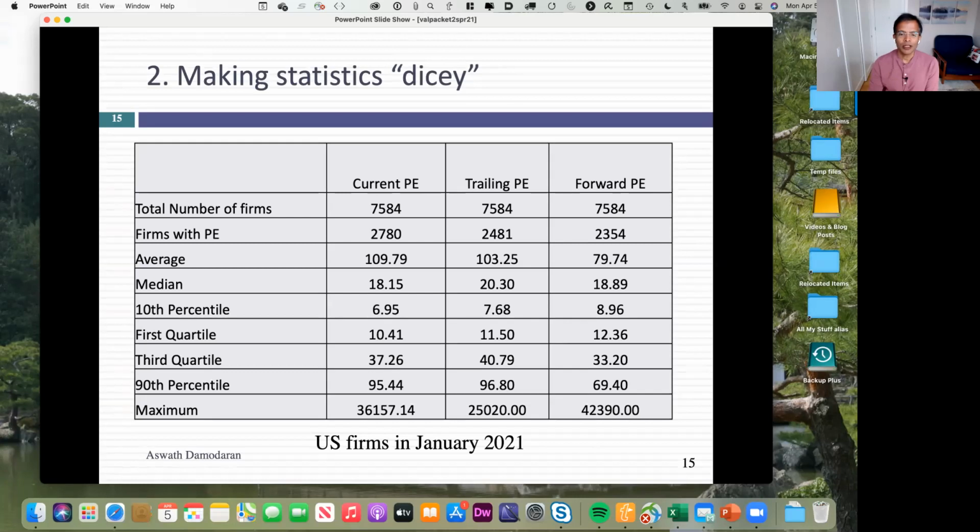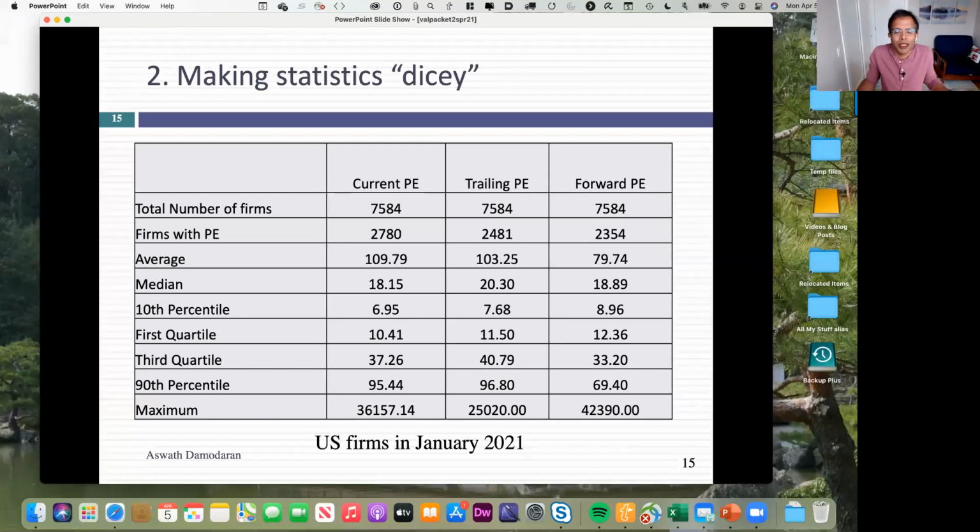But here's an interesting number that I want to latch onto. There were 7,584 firms that were US companies on Capital IQ. So I use Capital IQ just like you. But there are only 2,780 with PE ratios. So what do you think happened to the other 4,800 firms? Derek, how come I lost 4,800 firms when I tried to compute PE ratio? They have negative earnings. They have negative earnings per share. And you can't even blame 2020, right? That's 2019 earnings for most of them. 2/3 of US companies were money losing.